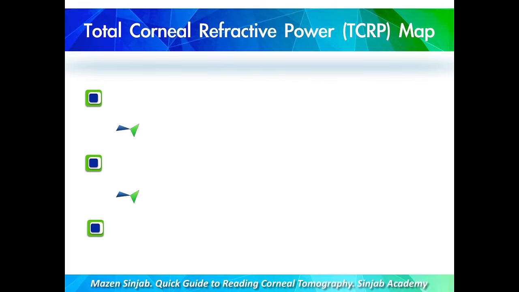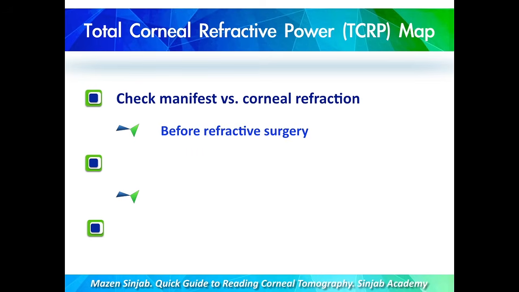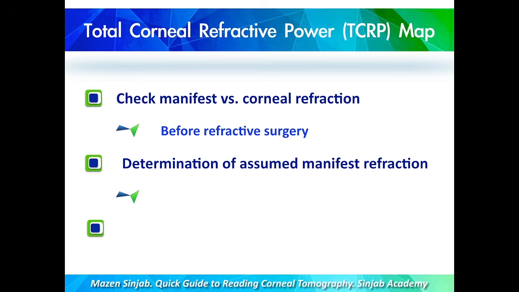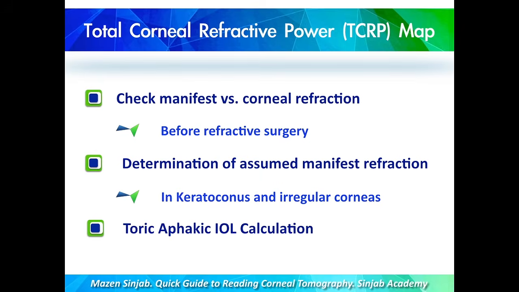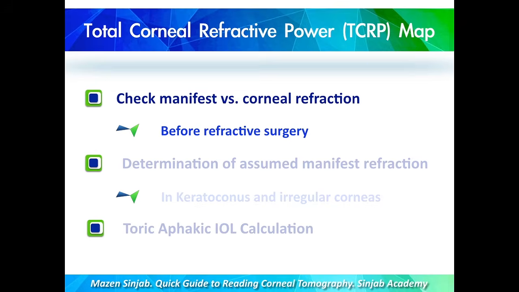Total corneal refractive power map. We use this power map to check manifest versus corneal refraction before refractive surgery, to determine the assumed manifest refraction in keratoconus and irregular corneas, and to calculate the toric aphakic IOLs. Starting with the first indication.